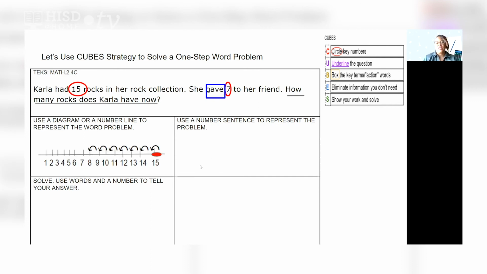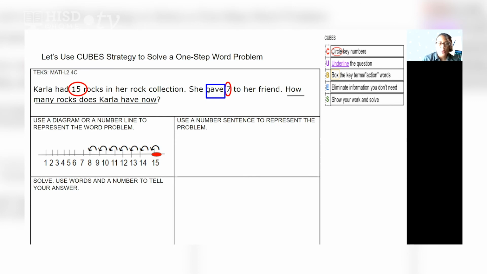I know that she gave 7 away, so I need to count back 7. So I'm moving to the left 7 times. Count with me. If we start at 15, she's going to go back 1, 2, 3, 4, 5, 6, 7. I went backwards because I'm taking away. If I was adding, then I would move to the right and count up, but I'm counting backwards, not forwards.